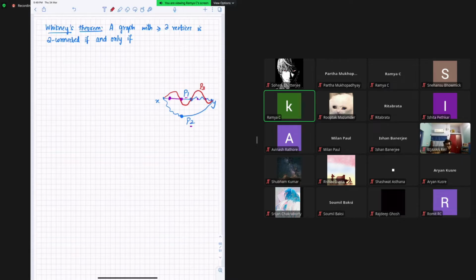Now, if I remove this vertex, right? Okay, let me use a different color. This vertex. Then will the graph be disconnected? There is no P2. Just forget P2. This vertex also I'm going to remove. Will there be a path from x to y? No, right? Okay. So what is the property that P1 and P2 had, but P1 and P3 do not have?